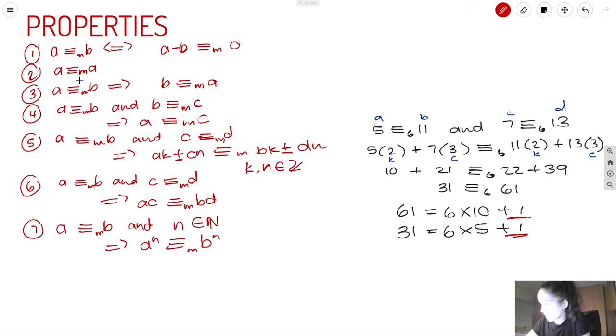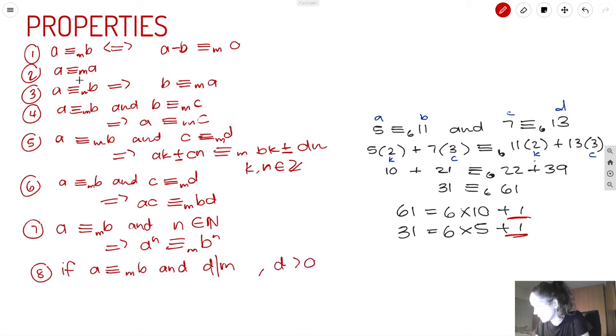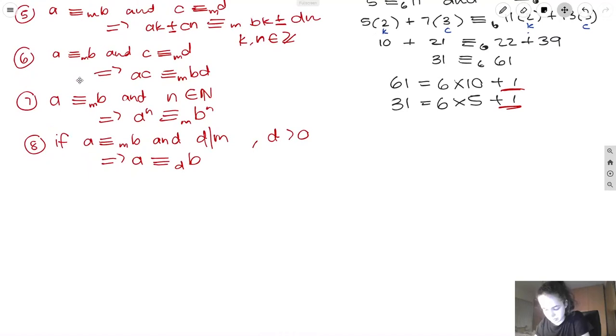Okay, now for the 8th property. If A is congruent to B mod M, and d divides m, so d is a factor of m, and d is bigger than 0, so d is a natural number. Then we have that a is going to be congruent to b mod d as well. So then a and b are going to be congruent mod m, and they are going to be congruent mod d.